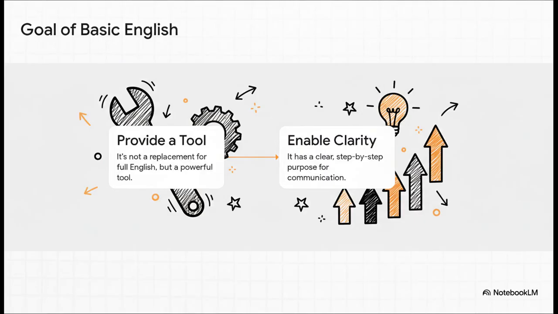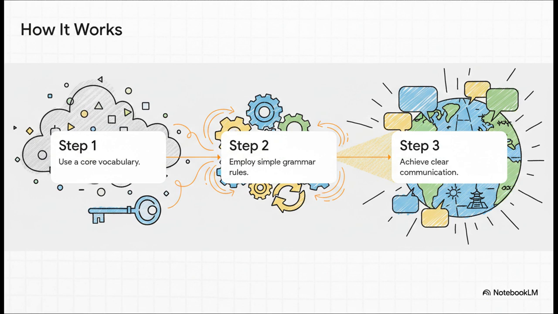Now, the point of Basic English was never to dumb down the language or get rid of all its beautiful, complex words. Nope. The goal was to create a powerful, universal tool for clear communication. And the way it works is just really simple and logical. It's actually a beautiful system. You take these 850 core words, you use just a handful of simple grammar rules, and boom! You can build clear, understandable sentences that can be understood by people all over the world, no matter what their first language is. That's a pretty powerful idea.